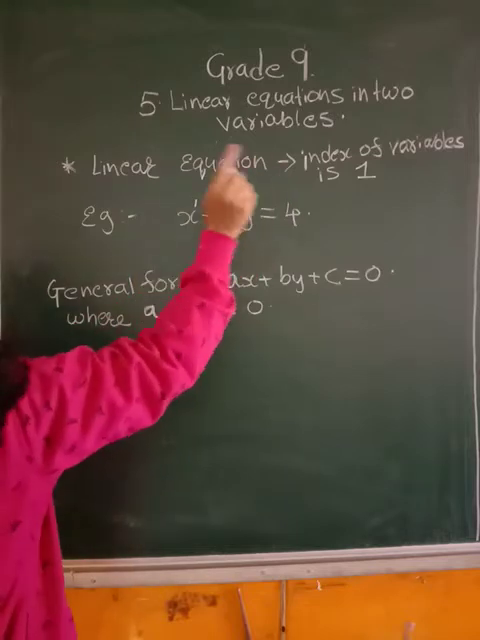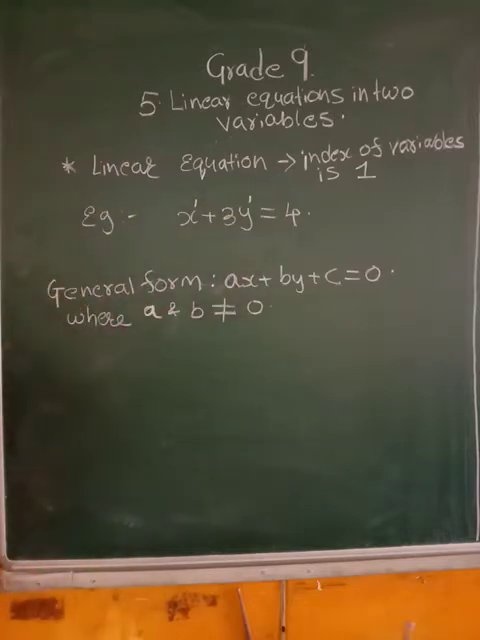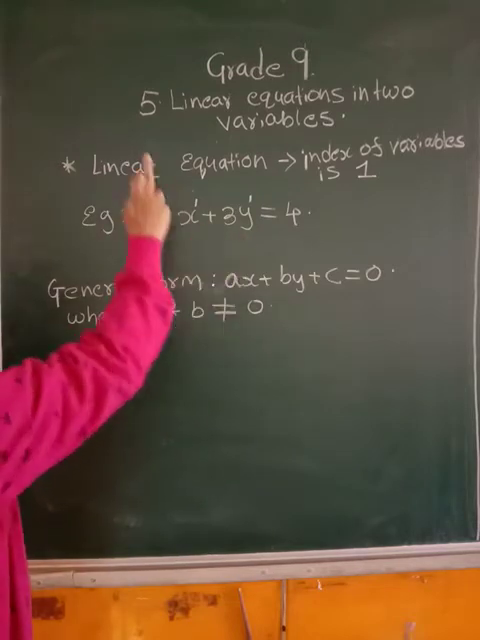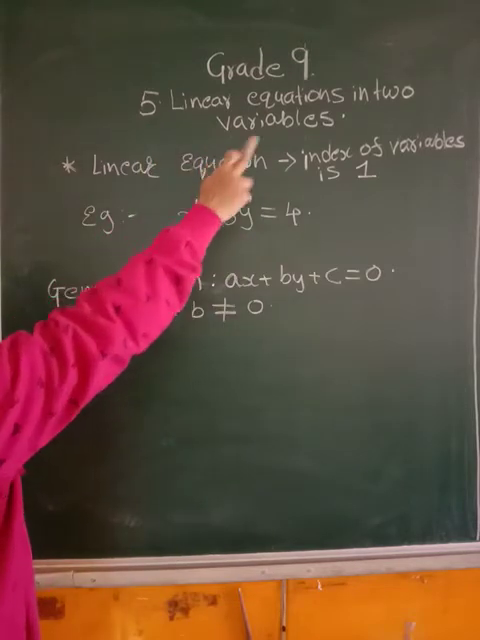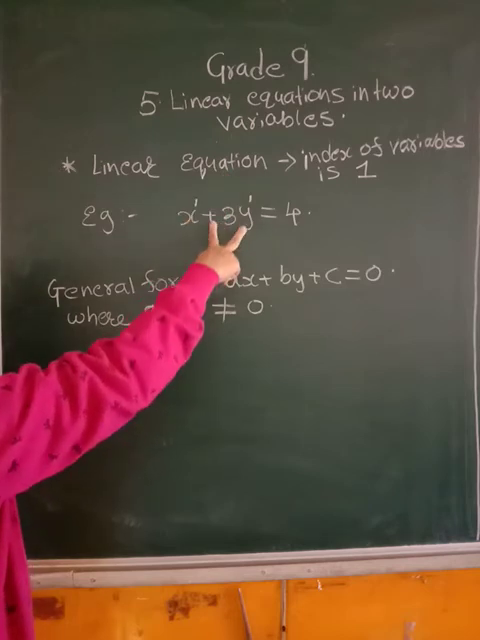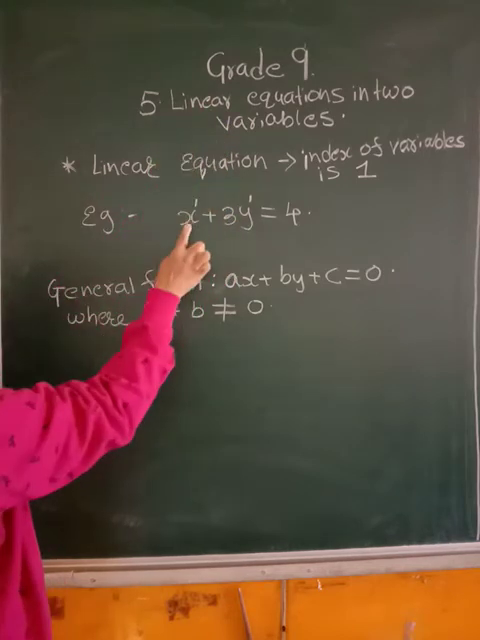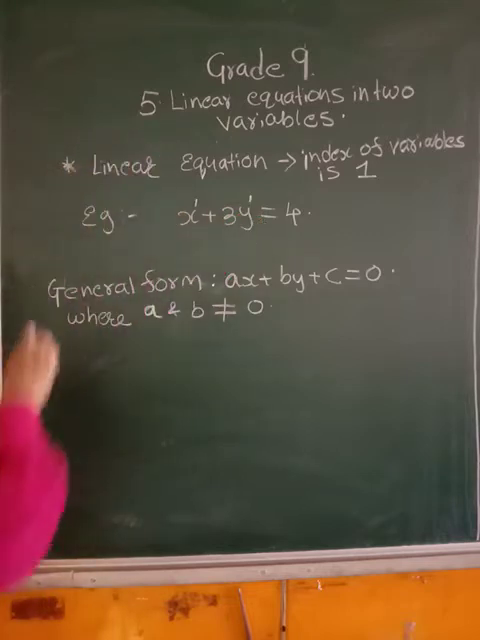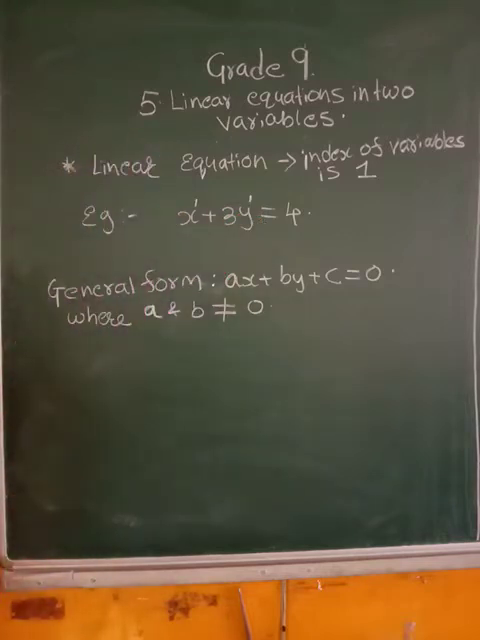So wherever the index of variables is 1, so I am explaining again, we have two variables x and y. So you have linear equations in two variables. Two variables means x and y are two variables, and linear equation means the index or power of that variable is 1. So this is an example of linear equation in two variables.